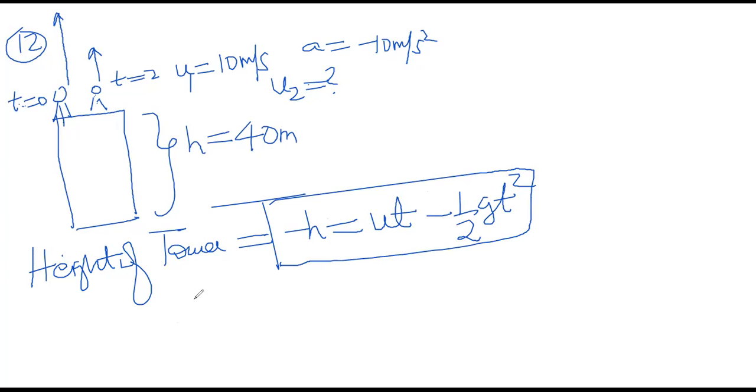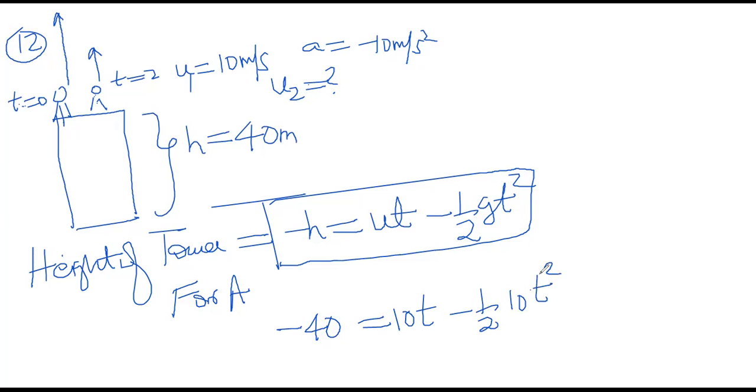Okay. So for body A, what's happening? Let us write it as an equation. Minus h is equal to, means minus 40 is equal to ut, what is ut, 10t minus half g t square. What is t square? We do not know. We have to find that. T1, T2, T1 square and T2 square, the first case.